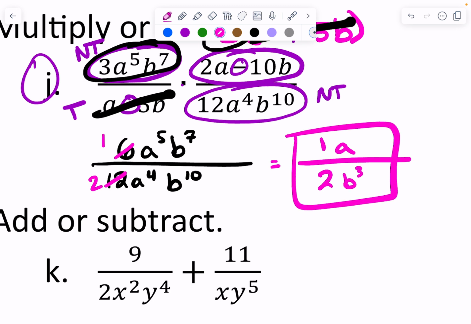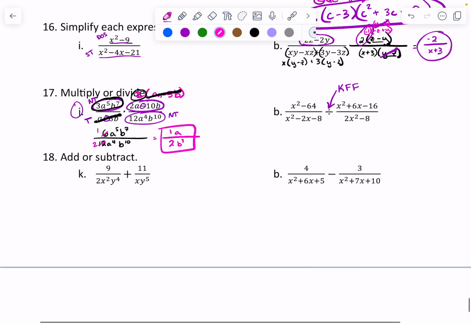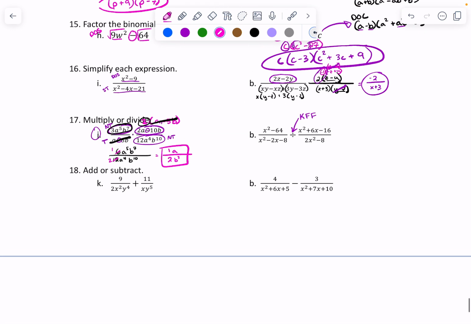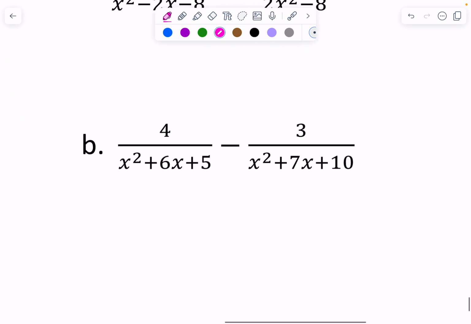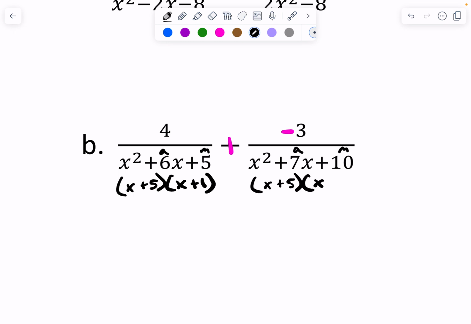Okay? All right. Adding, subtracting. Oh, this is the last one. Yay. Let's do B. We're subtracting. Plus, minus. Don't forget to do that. I do that every single time. All right. Then we have to break these bottoms down. So I've got x plus 5 and x plus 1. This is multiply to get 5, add to get 6. So 5 and 1. This one, multiply to get 10, add to get 7, is x plus 5 and x plus 2.